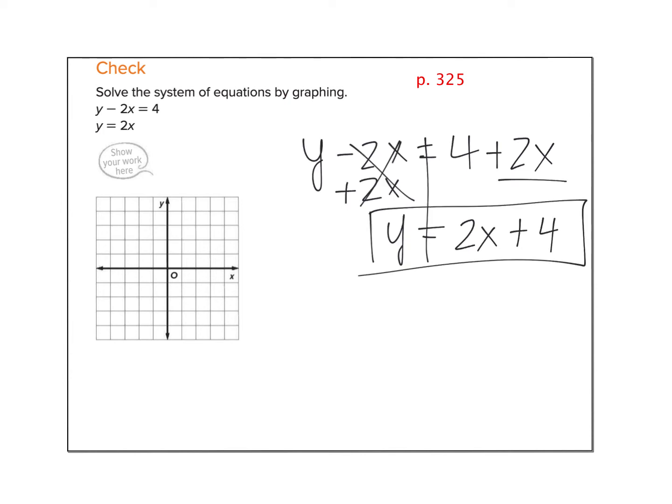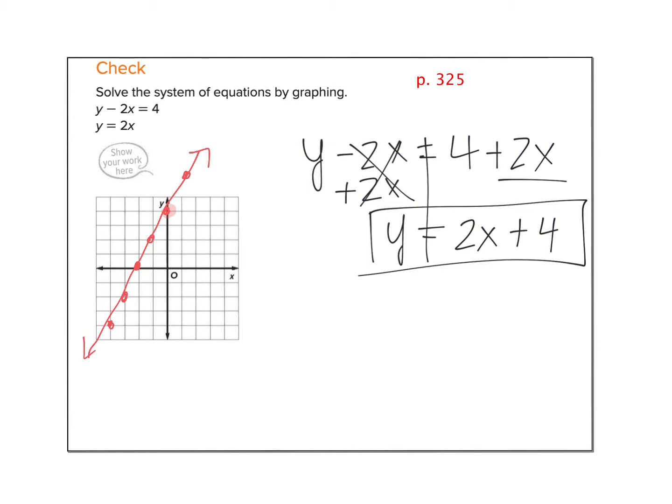All right, now I'm going to graph it. I'll just graph it in pink. So I'll start at 4, and I'll go up 2 over 1. I can't really go up 2 over 1, so I'm going to go opposite. I'll go down 2, backwards 1, and just kind of keep doing that. All right, there's one of my lines.